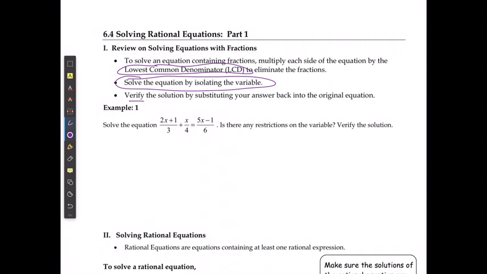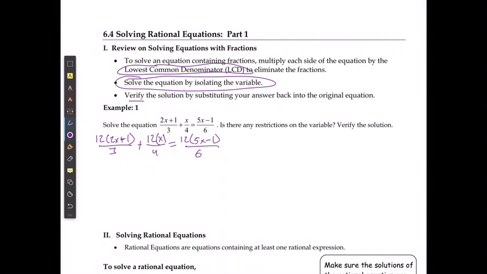So, for the first example that we have here, the first thing is I'm going to take a look at the denominators and I'm going to say, well, I have a 3, a 4, and a 6. And the lowest common denominator for that is going to be 12. So I'm going to multiply everything by 12 in order to divide it out. I'm going to state that I have 12 times (2x plus 1) over 3, plus 12 times x over 4, is equal to 12 times (5x minus 1) over 6.